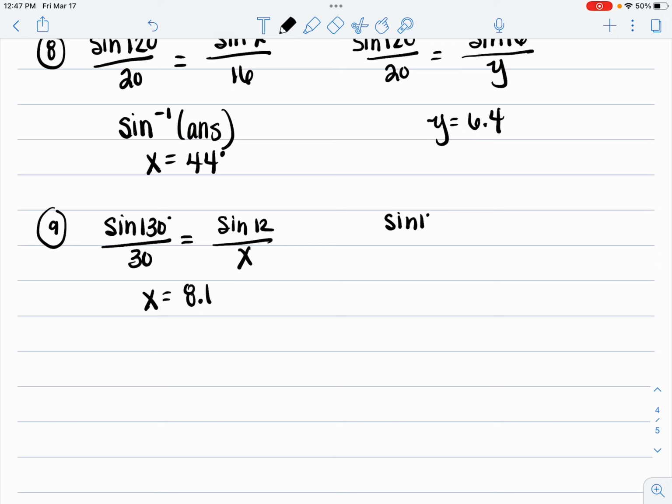So sine of 130 over 30 is going to equal the sine of 38, and then that's across from y again. And so I get 30 times the sine of 38 divided by the sine of 130, and the y value is about 24.1. And that was the law of sines side.